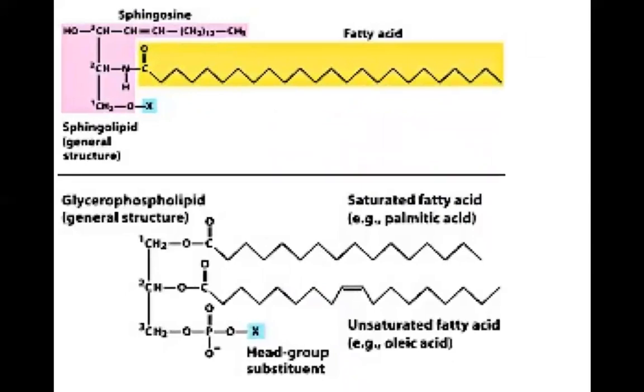So to recap, the difference is in their backbone. This is a sphingosine backbone, whereas here the backbone is glycerol. There is only 1 fatty acid for the sphingophospholipid, whereas there are 2 fatty acids for the glycerol phospholipid. They also have the same head, phosphate, shown here only as an X.